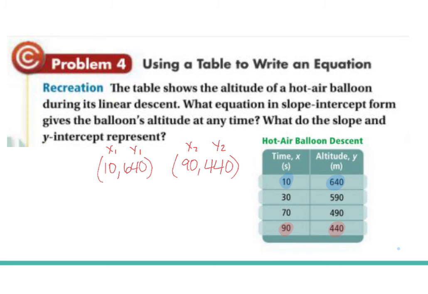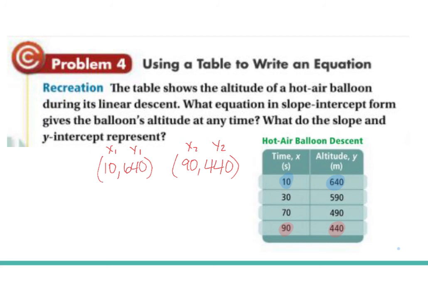Roy? Because you're subtracting 640 from 440. Okay, yep. But look at the name of the chart: hot air balloon descent. It's going down, right? If it's a descent, we already know our slope should be negative.